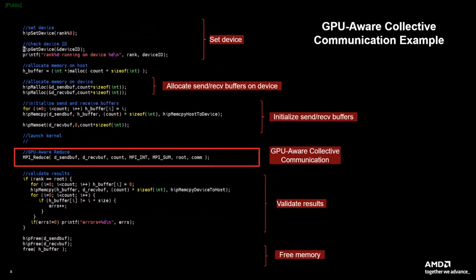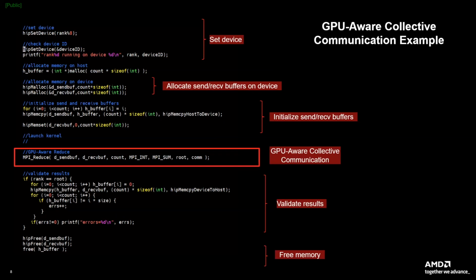In this slide, I'm showing an example of running GPU-aware collective communication. First, I'm showing how we can set the device. In this example, we want rank 0 to be executed on device 0 and rank 1 to be executed on device 1. For that, we are calling hipSetDevice, and we have rank as the input of this function. This way we can have each rank assigned to one GPU. And I assume that in the node we have 8 GPUs in total.